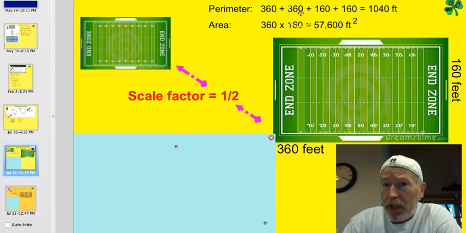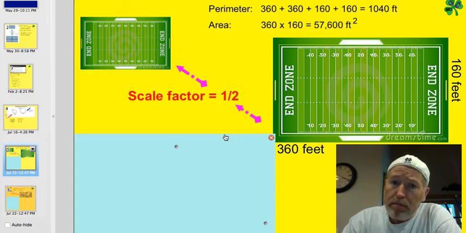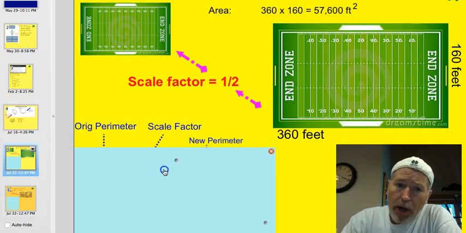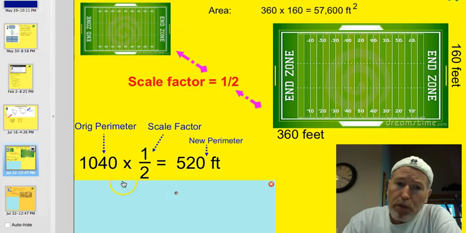So if we add up all those numbers, 360, 360, 160, and 160 for our perimeter, we get 1,040 feet. We can determine the area by multiplying these two together, just like a rectangle, and it is 360 times 160, which is 57,600 feet squared. So now we're going to use those measurements to determine the perimeter and the area of the smaller one. All right, we'll apply scale factor. We take that original perimeter of 1,040, we multiply it by the scale factor of 1/2, and we get 520 feet as our new perimeter.